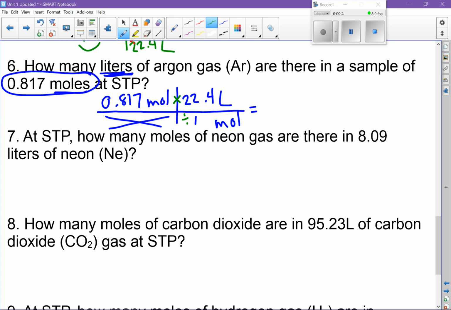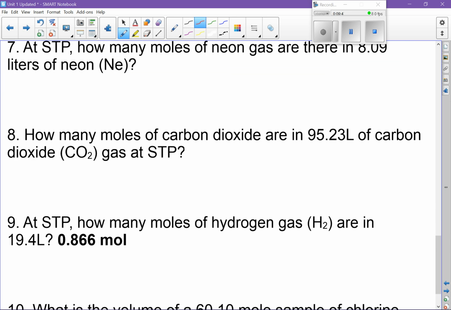When you plug that in, you get 18.3008. And then you're going to round this one at the tenths place. That's here. The 0 afterwards, we don't have to round up. It can stay exactly the same at 18.3. And lastly, we were looking for liters. So L is our unit.